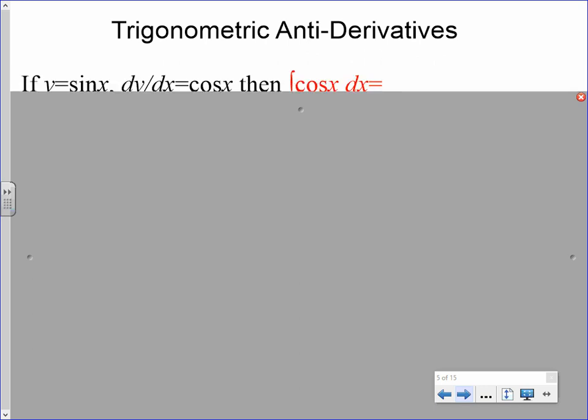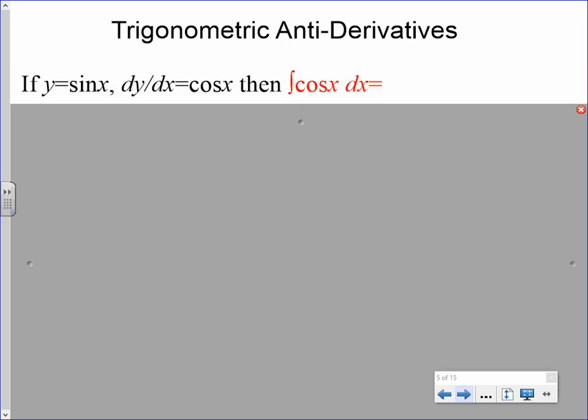Okay? We know that the derivative of sine is cosine. So what is the antiderivative of cosine? Sine. Okay? Plus c. Just write down what I'm writing in red. The antiderivative of cosine of x is sine of x plus c.